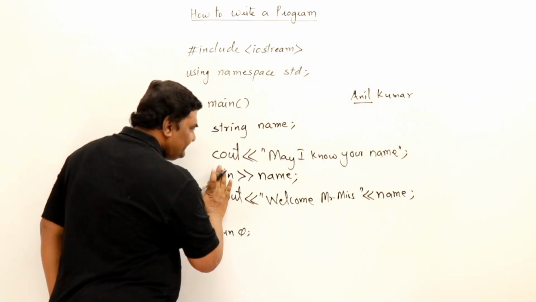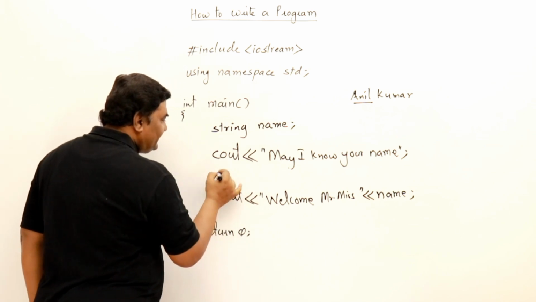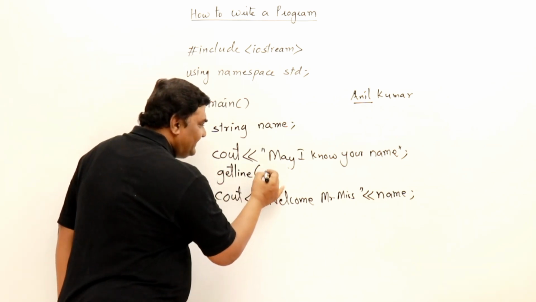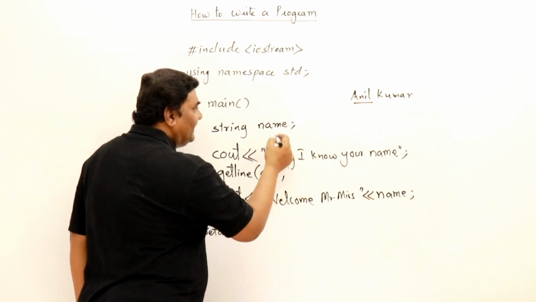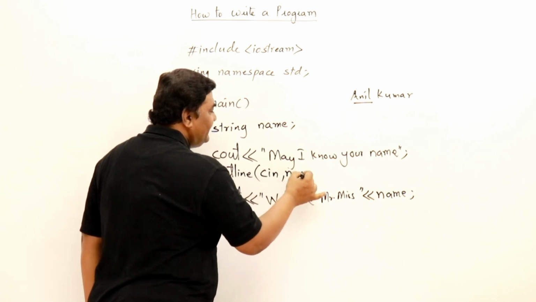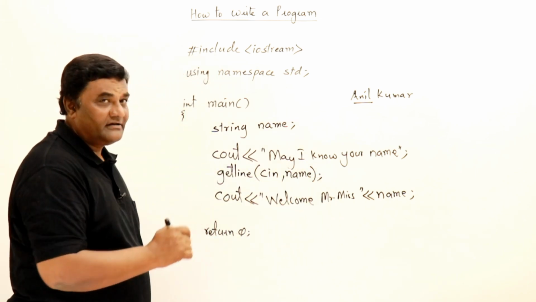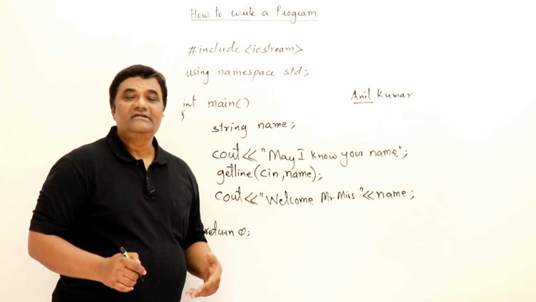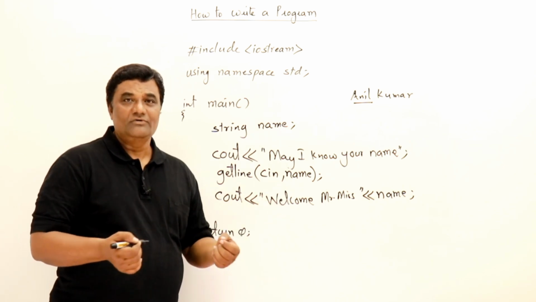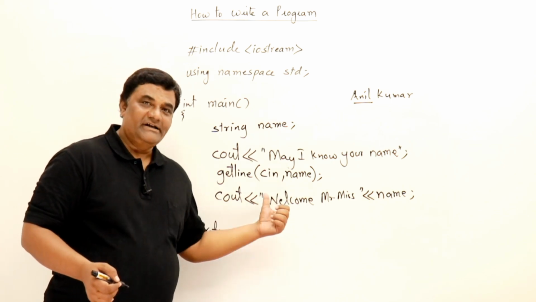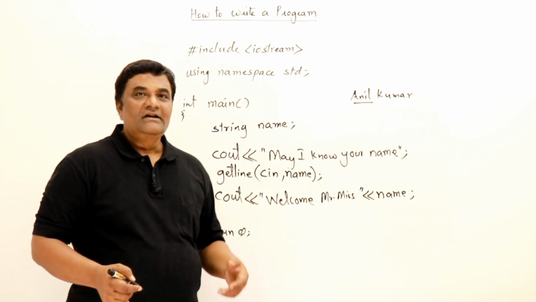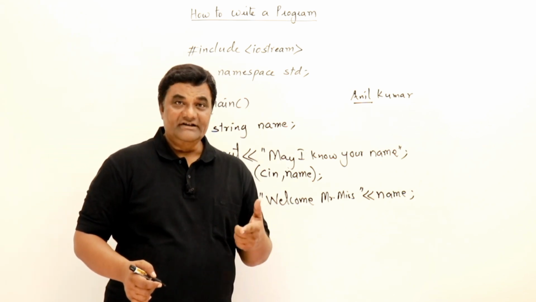So instead of cin, we have a function called getline. Inside this, I should write down cin and the variable name, that is name. This will read all the words until you hit enter. So this will be perfect for taking the names of people that may be of more than one word. So this is better. So that's all. In the next video, we will have the demo of these programs.